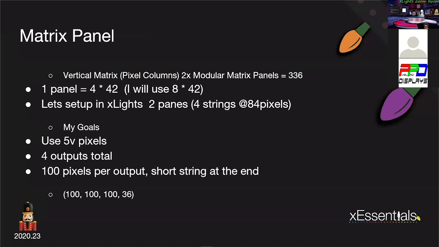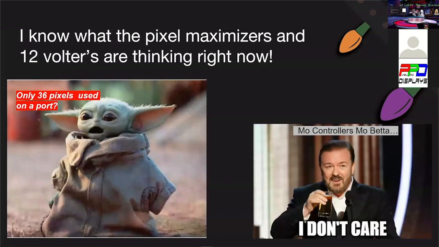I don't have that down here, but we're going to go ahead and set up in xLights 2 panels that are side by side, 4 strings at 84 pixels each. And my goal is to use 5-volt pixels, as I said, and I'm going to use 4 outputs total. Now, I know that it says here I want to use 100 pixels per output and the short string at the end. So that's 100, 100, 100, and 36.